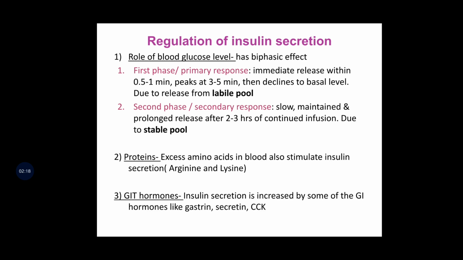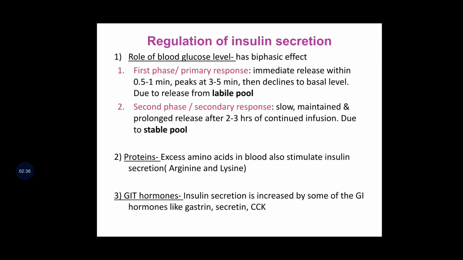The second regulatory factor is protein. Whenever there are excess amino acids in the blood, they also stimulate insulin secretion. The major two are arginine and lysine. You can ignore them if you don't want to learn them.